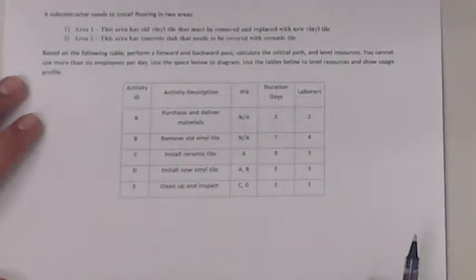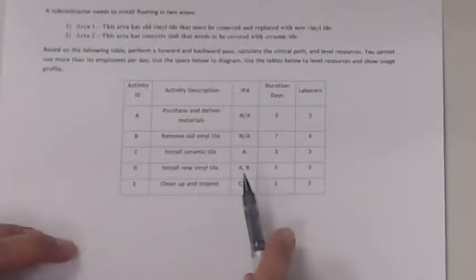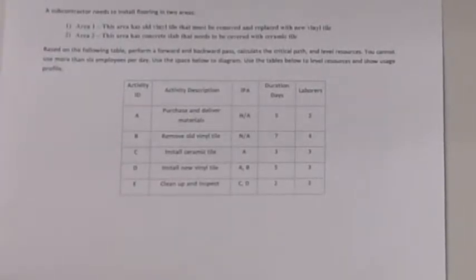Scenario goes like this. A subcontractor needs to install flooring in two areas. Area 1 has old vinyl tile that must be removed and replaced with new vinyl tile. Area 2, the area has concrete slab that needs to be covered with ceramic tile. Based on the following table, this one right here, perform forward and backward pass. You should know how to do that. Calculate the critical path. You should know how to do that. And level resources. That's what you should be learning out of the video.